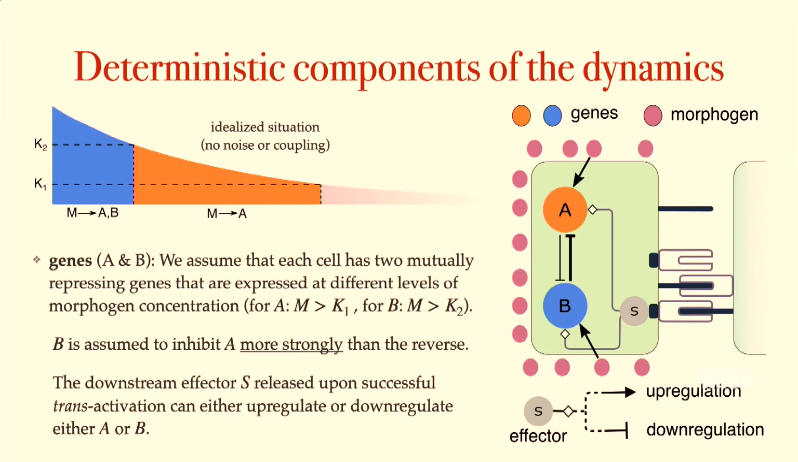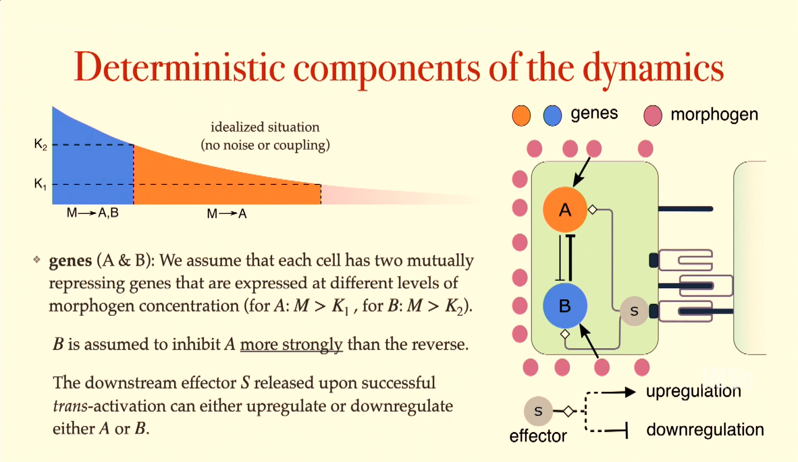And finally, the two genes A and B. We're assuming a very simplistic model where you just have two genes that are expressed at high and low values of the morphogen concentration, and so A is expressed at lower values and B is expressed at higher values. But since here both A and B would be expressed, you need to ensure that B inhibits A more strongly than A does. This assumption is just to ensure that in the ideal situation B would win over here. So those are the assumptions regarding the genes.